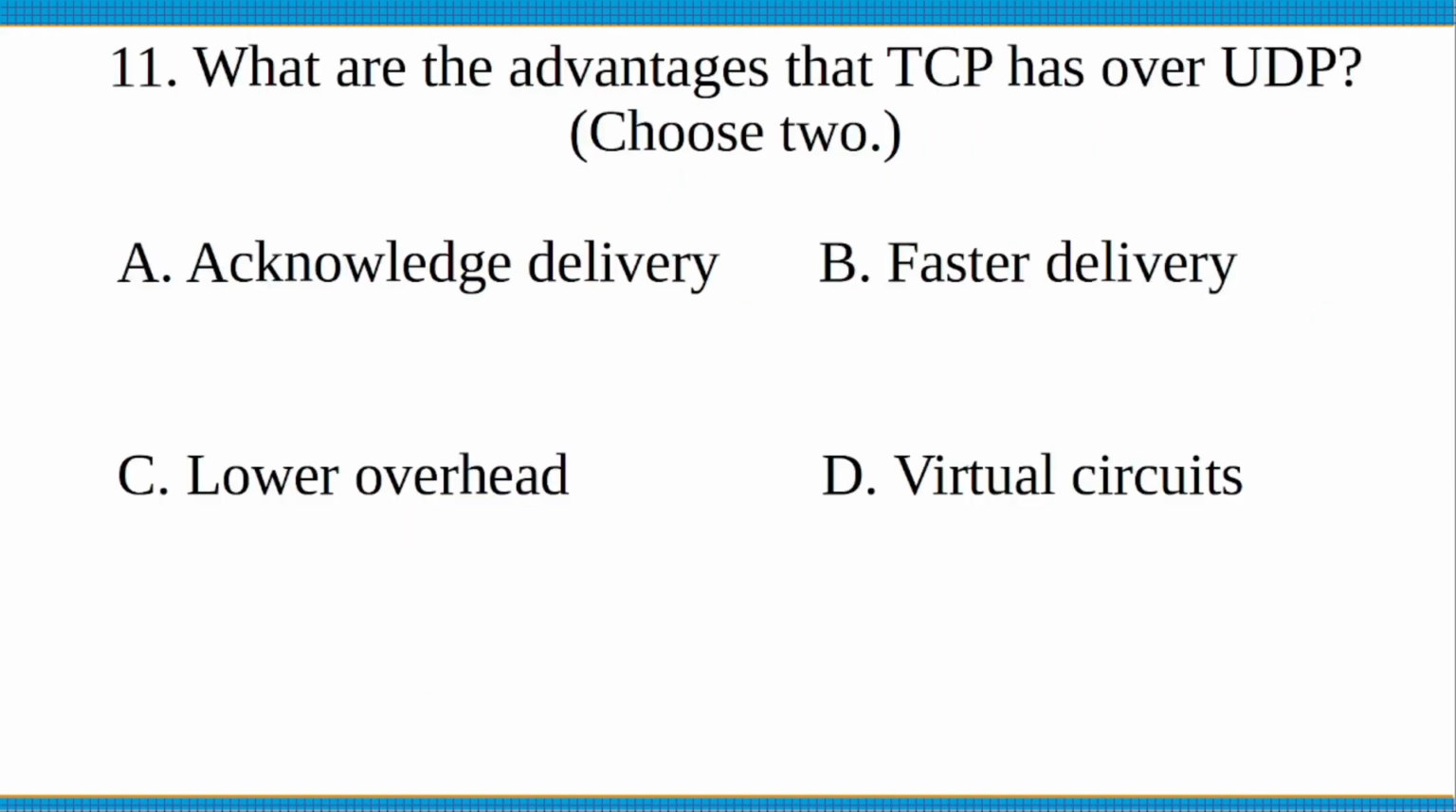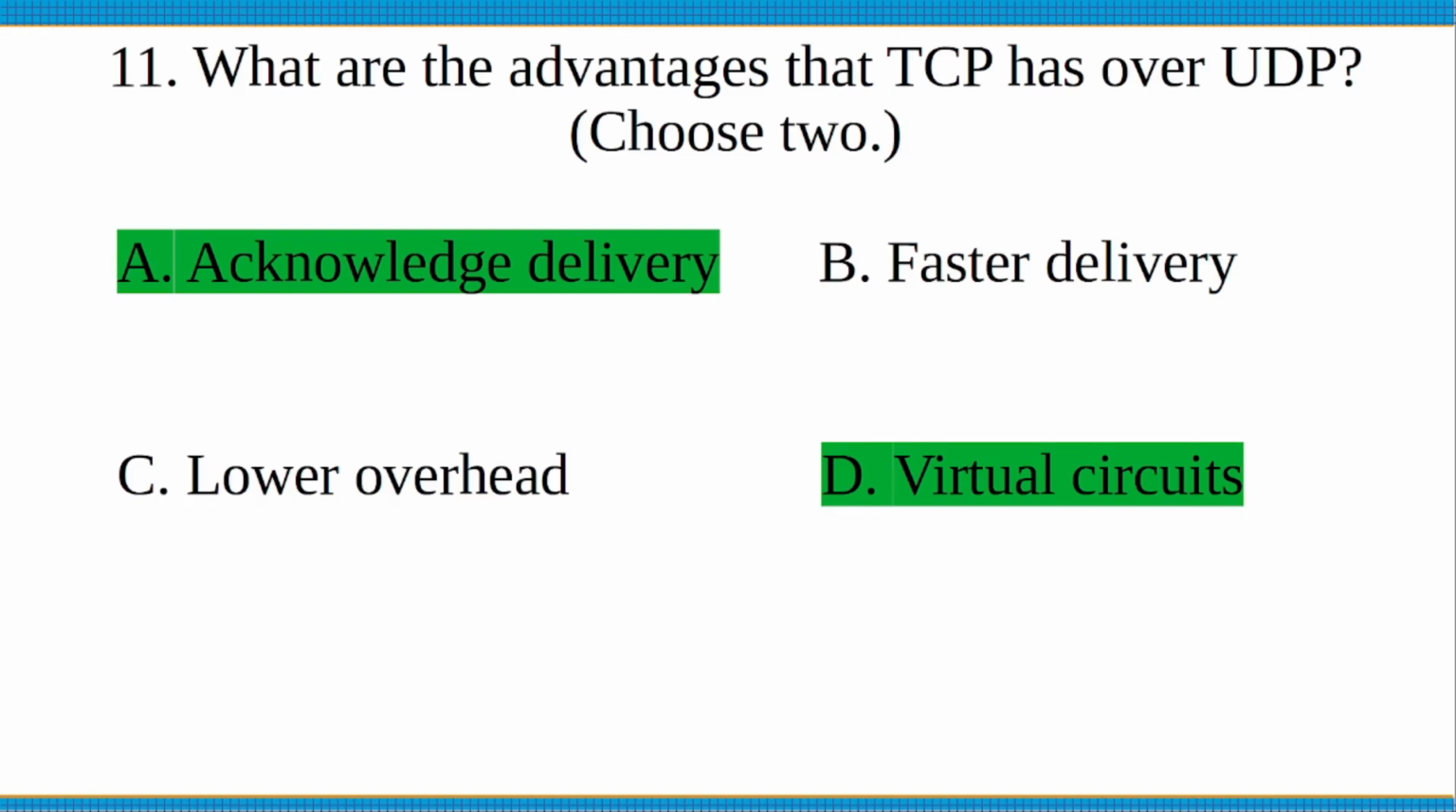Question 11. What are the advantages that TCP has over UDP? Choose 2. A. Acknowledged delivery. B. Faster delivery. C. Lower overhead. D. Virtual circuits. So what advantage does TCP have over UDP? A and D. Acknowledged delivery and virtual circuits. So TCP is a connection-oriented protocol that establishes virtual circuits and acknowledges delivery of packets.